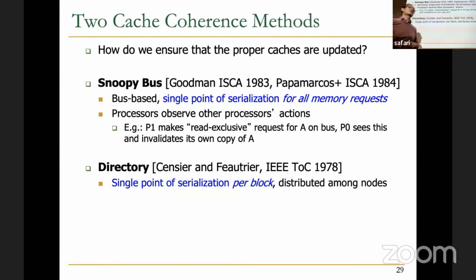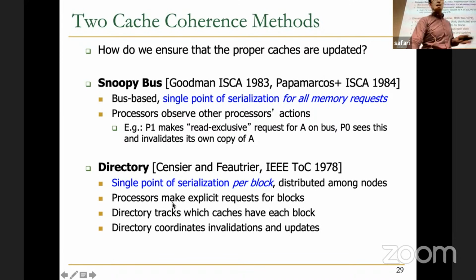Basically, every block has a home node, and whenever you want to access that block, you need to send a request to the directory saying, directory, I want access to this block. And the directory knows everything about that block: which processors have it, which processors don't have it, and which processors have written to it, for example. So processors make explicit requests for blocks from the home node for a given block. The directory tracks which caches have each block, and the directory coordinates invalidations and updates.